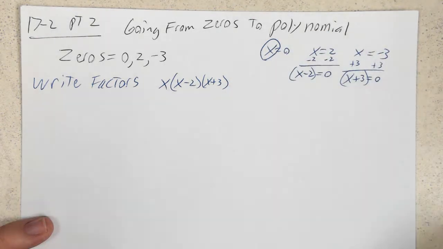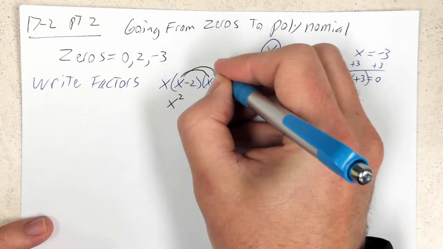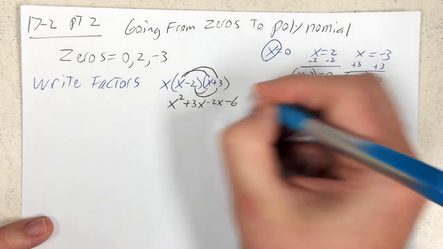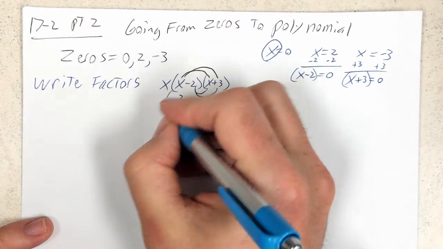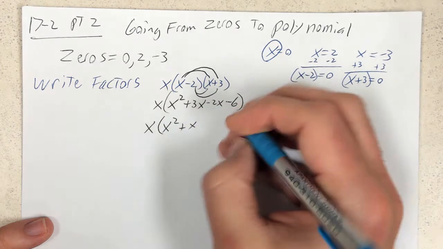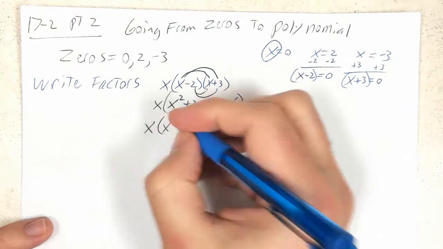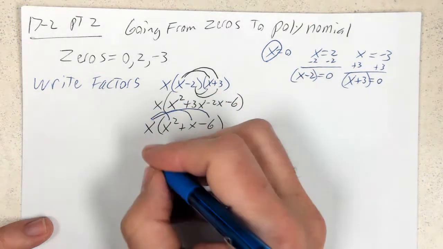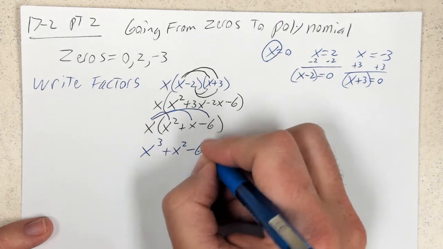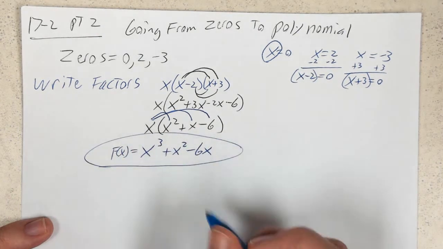So I'm going to do the foiling first. So x squared plus 3x minus 2x minus 6, with this x coming down. So x times x squared plus x minus 6, and then multiplying this through, we get x to the third plus x squared minus 6x. So we'll do f of x is equal to, and there it is.